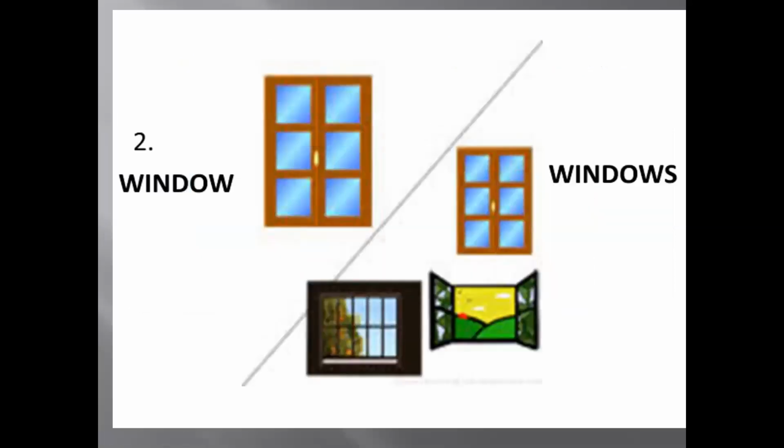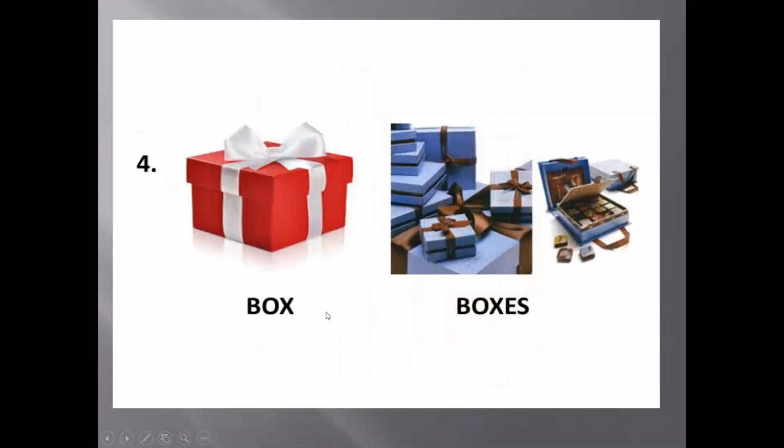See number two. Window. Only one window. Okay? But windows. There are two windows here. There are three windows. One, two, three. Window, windows. W-I-N-D-O-W-S, windows. Here no S, here there is S, windows. How many windows are here? There are three windows here. Here only one window. Did you understand? Voice, voices, window, windows.